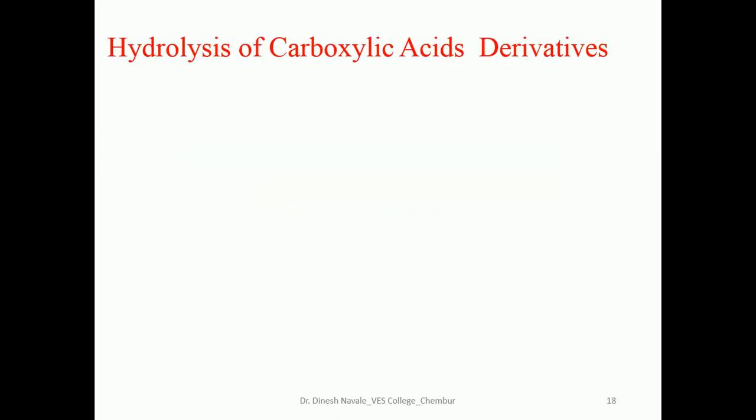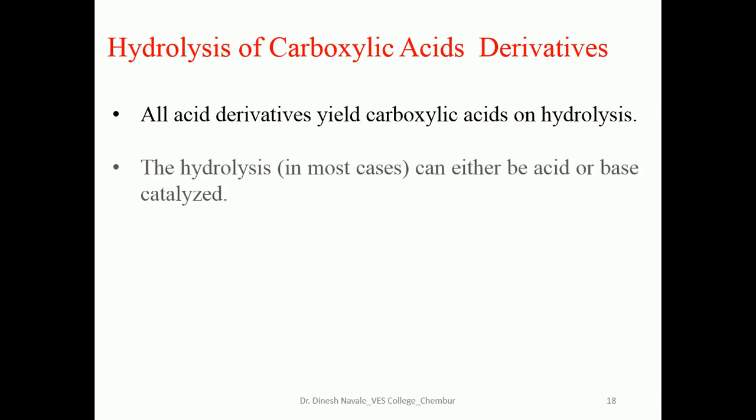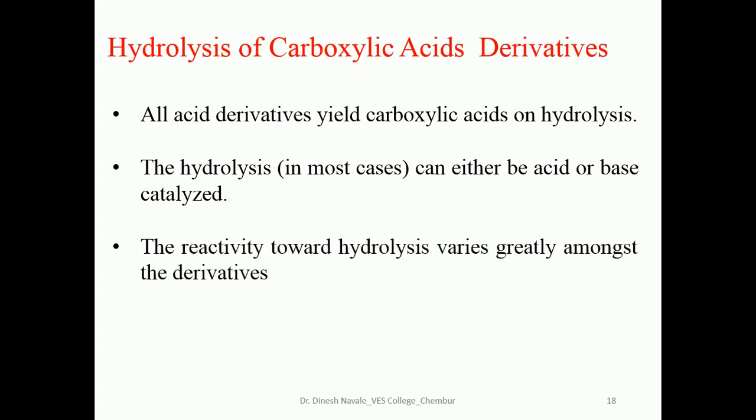So we are now going to see hydrolysis of carboxylic acid derivatives. In the hydrolysis of carboxylic acid derivatives, every acid derivative gives a carboxylic acid on hydrolysis. The hydrolysis can be either acid catalyzed or base catalyzed. The reactivity toward hydrolysis varies greatly among the derivatives, so it depends upon the starting material. Most of the time hydrolysis is carried out by either acid catalysis or base catalysis.